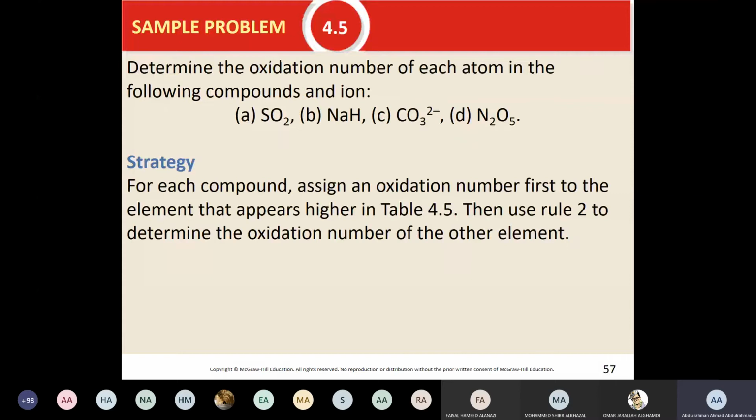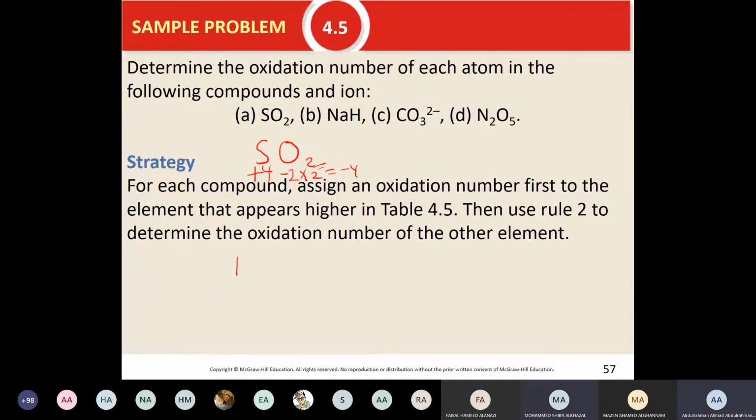Now, let's look at these compounds. I want to know the oxidation number of each element. Let's start with SO2. What's the oxidation number of oxygen? Always -2, and we have 2 of them, so times 2 is -4. So what's the oxidation number of sulfur? +4. Got it?